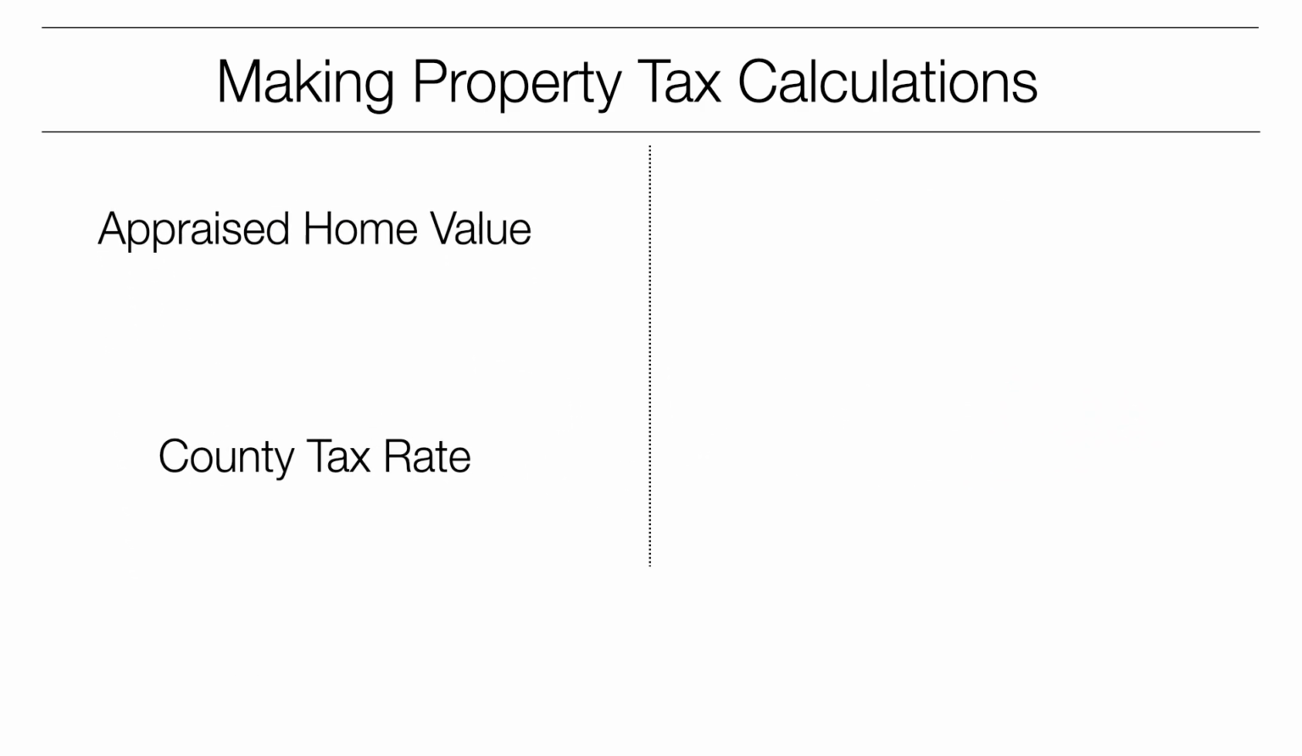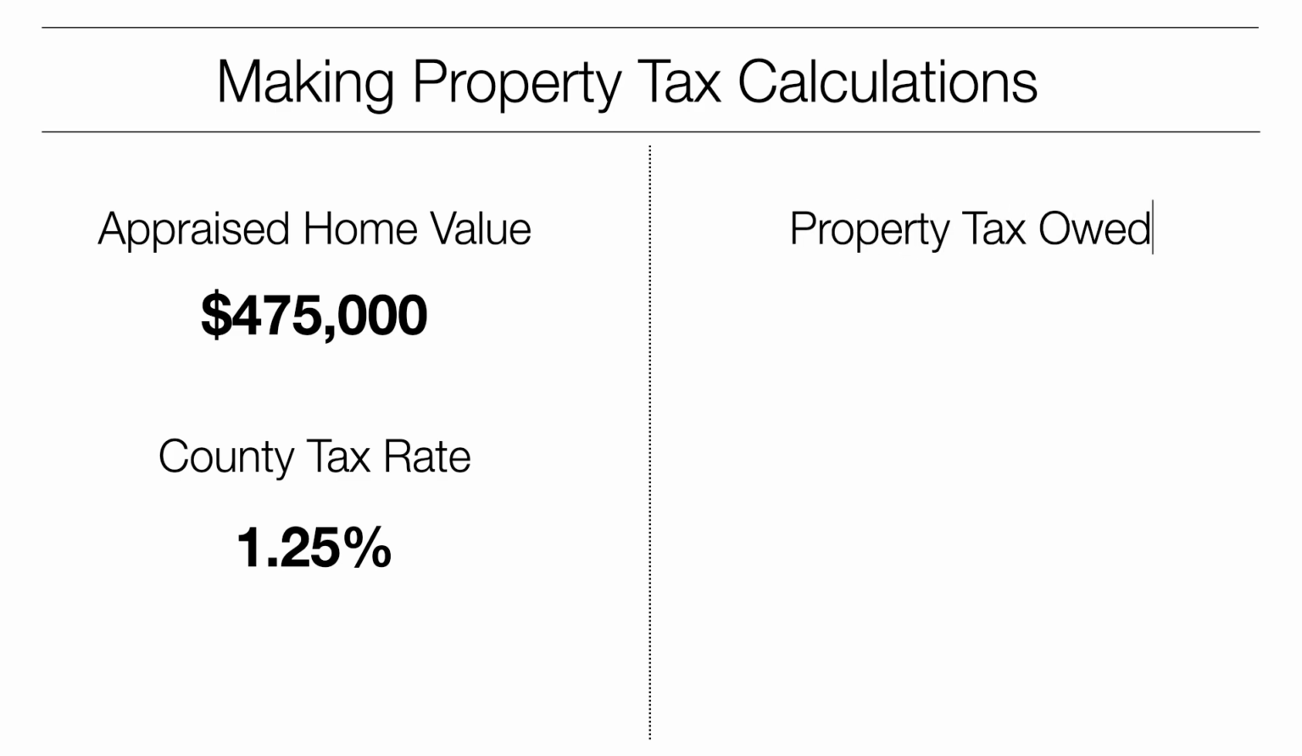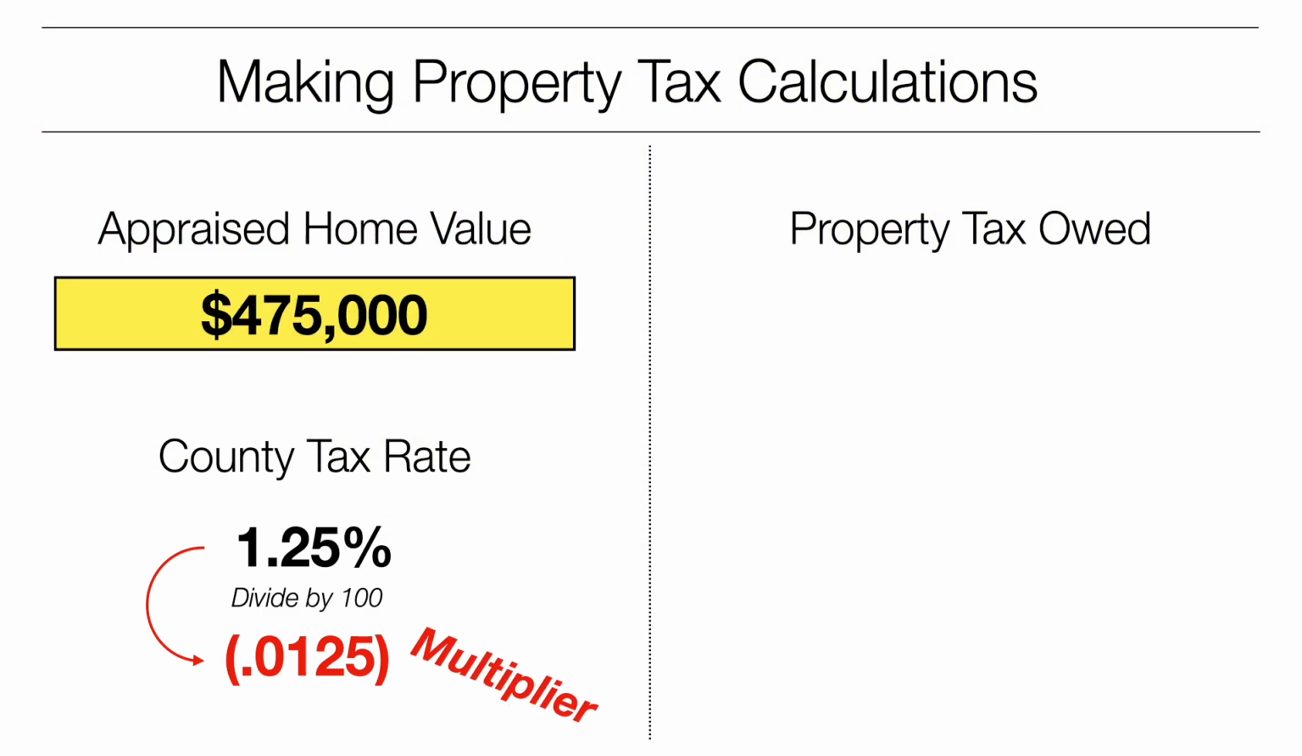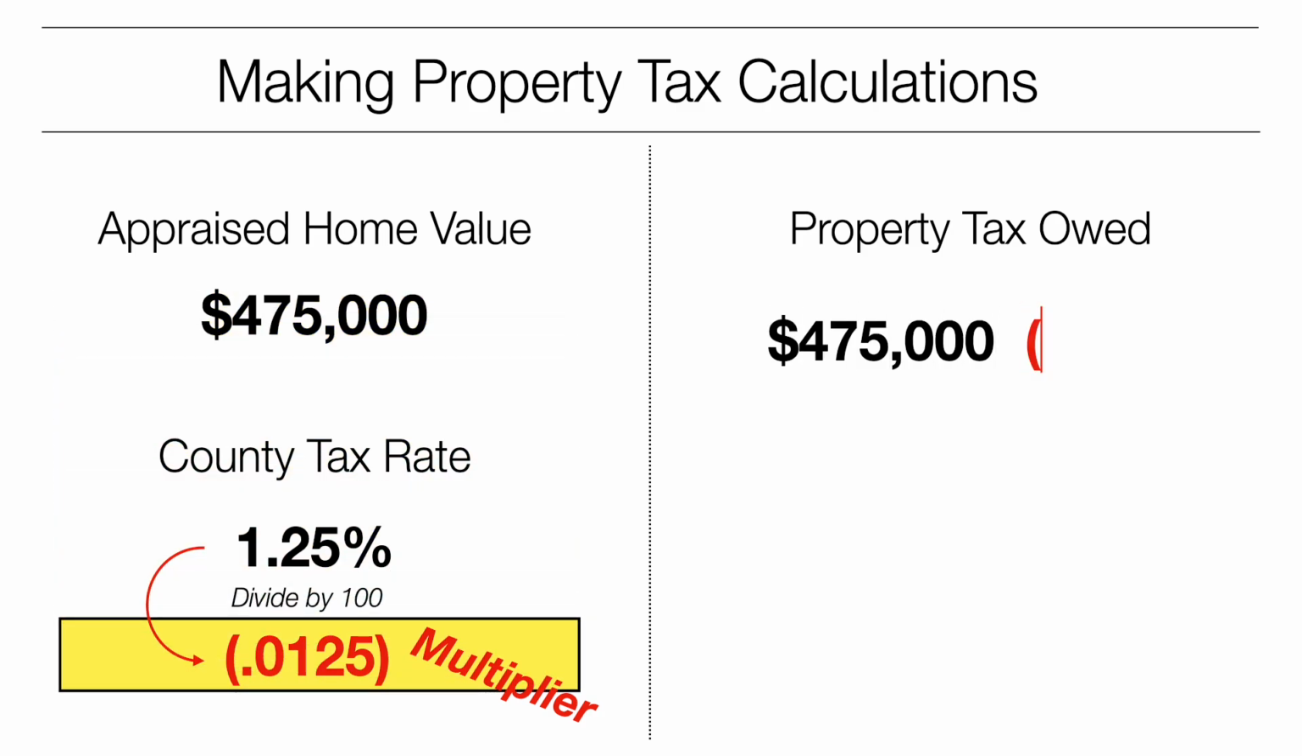Let's say your appraised home value is $475,000 and your county tax rate is 1.25%. So you're going to be taxed 1.25% of $475,000, and that's how you figure out your property tax owed. To do this, we divide our tax rate by 100, and that gives us the multiplier that we multiply 475,000 by. You take your appraised home value of $475,000 and multiply it by your county tax rate multiplier, which in this case is 0.0125. That gives you the amount of property taxes that you owe for the year.